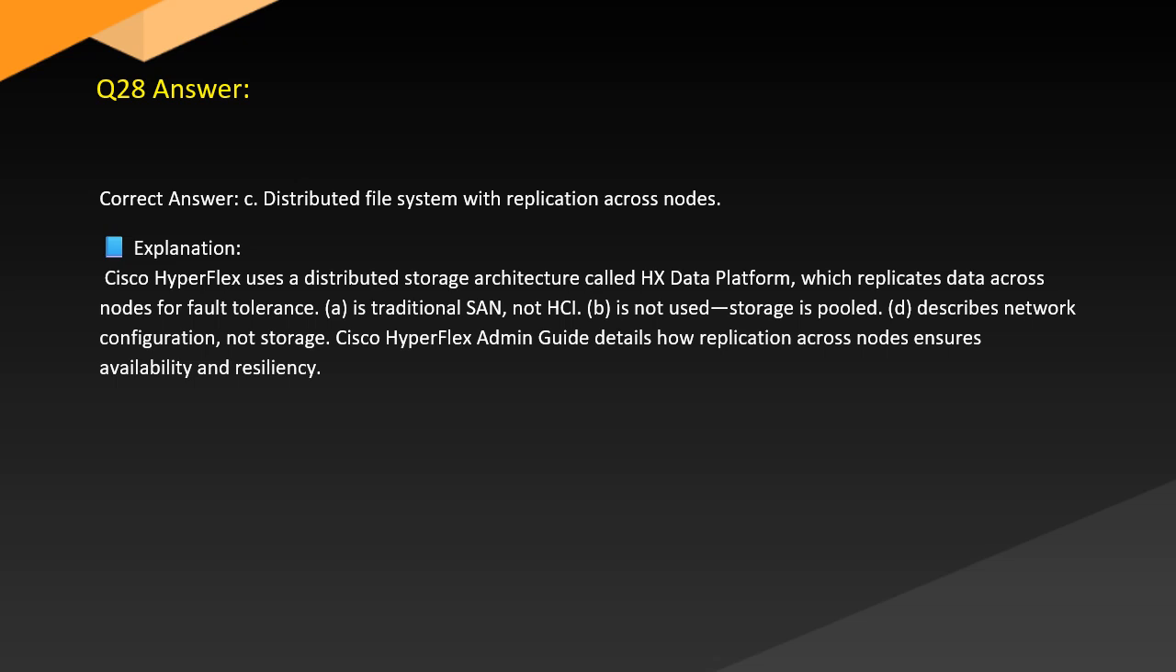Blue Book explanation. Cisco HyperFlex uses a distributed storage architecture called HX Data Platform, which replicates data across nodes for fault tolerance. A is traditional SAN, not HyperFlex. B is not used. Storage is pooled. D describes network configuration, not storage. The Cisco HyperFlex admin guide details how replication across nodes ensures availability and resiliency.